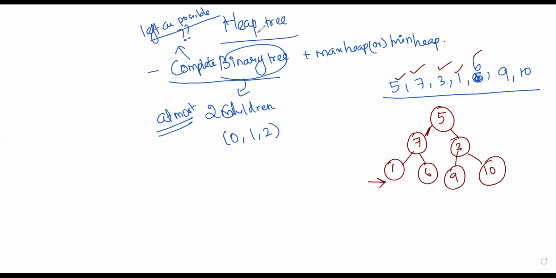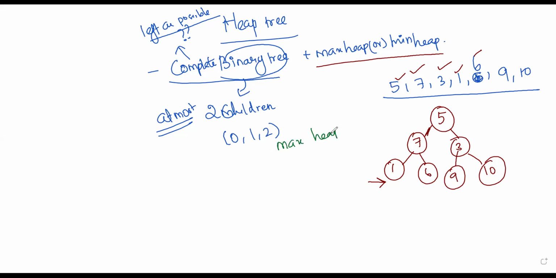Okay, so a heap tree follows this property, along with max heap or min heap. What is max heap? See here, the same concept. I'll take the same example for creating a max heap. So how to create it? The data are 5, 7, 3, 1, 6, 9. How to create a max heap?